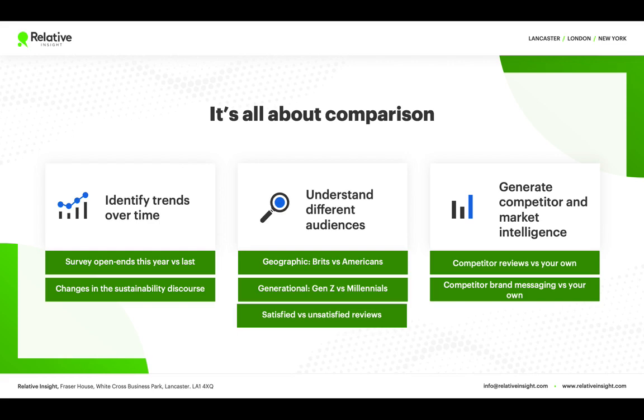And this could be done from the perspective of brand perception. So looking at online customer reviews of your competitors and comparing them against your own. Or you could do this from the perspective of brand messaging by looking at advertising copy or website copy to understand how your competitors are positioning themselves versus how you're positioning yourself. And this kind of analysis can help you pinpoint points of differentiation as well as identify where there are similarities in the market.